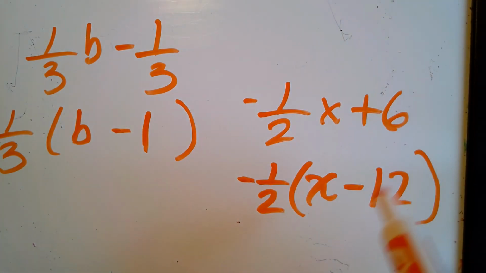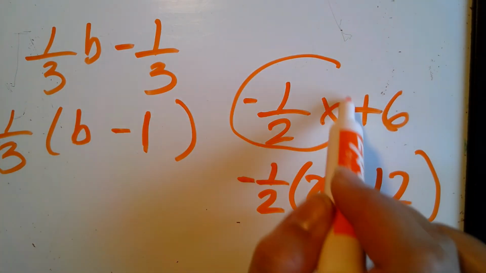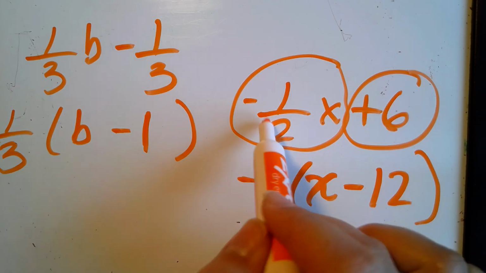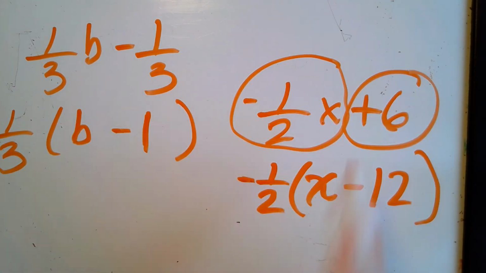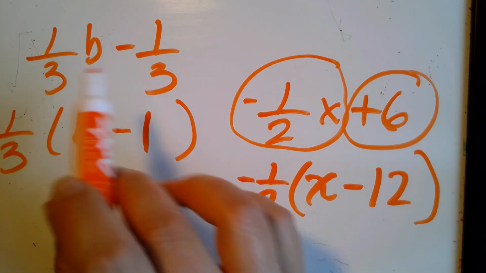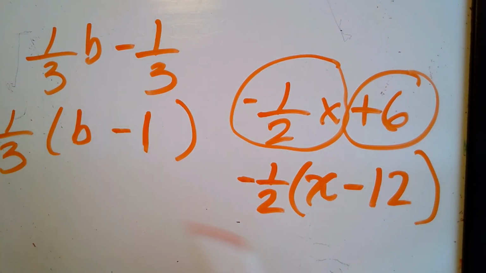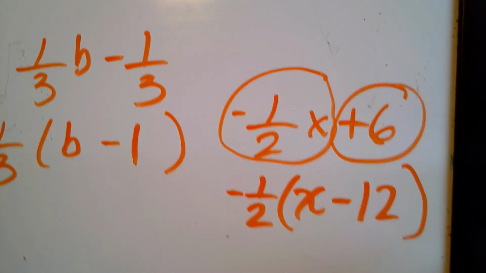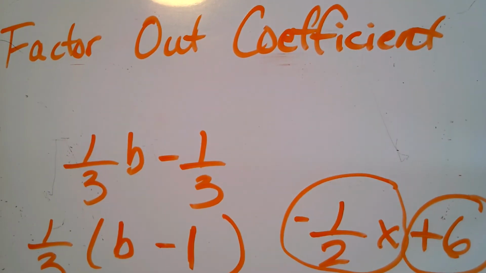Greatest common factor is what you're looking for. If you're looking at these two terms here, what's the greatest common factor? Well, it's negative 1/2 here. All right, and then the same thing here, greatest common factor between 1/3 and 1/3 is obviously 1/3. So that is called factoring out the coefficient.